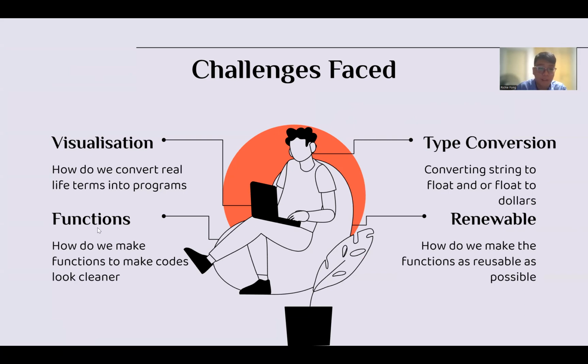Third will be the functions. So how can we convert things that are hard-coded or that are not reusable into functions that are more reusable and make the code look cleaner, which goes to the fourth thing, which is renewability. How can we make the code as adaptable and not affected by changes in the data that is given?